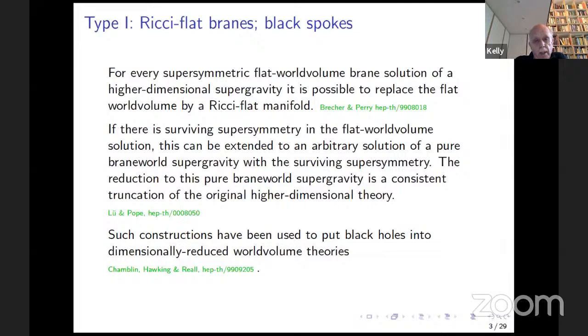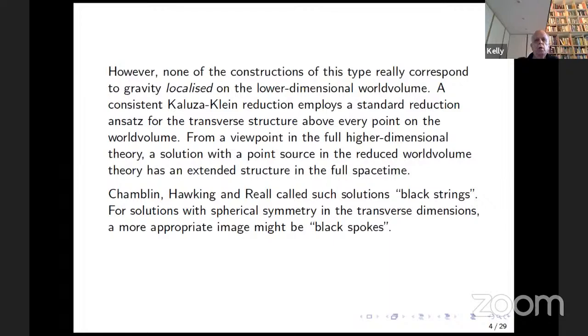And for example, such solutions have been used to put black holes into dimensionally reduced world volume theories by Chamblin, Hawking, and Reall. Now, however, none of those type one constructions really involve localized gravity on the lower dimensional world volume. As I've said, they employ a consistent Kaluza-Klein reduction with a standard reduction ansatz. And so every point on the world volume has the same structure in the transverse direction, including if you put a source in. The source, in fact, will have an extended tail into the higher dimensions. This was called black strings when you view it from the higher dimensional viewpoint by Chamblin, Hawking, and Reall. But when you have many extra dimensions, that is basically symmetrical in all the extra dimensions. So a more appropriate image might be black spokes, which will be the terminology that we'll adopt here.